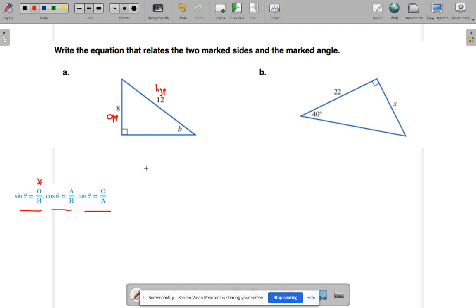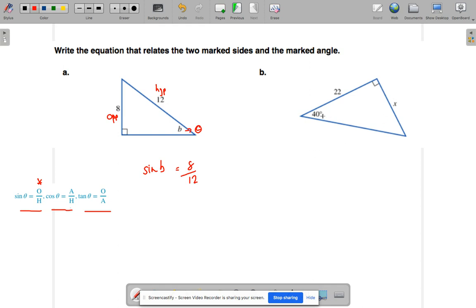So my rule here is sine theta, okay, the side of my angle is called B, okay, so that's my theta, equals opposite, which is 8, over hypotenuse is 12. Now later on we're going to actually solve these, but for the moment we're just getting the equations.